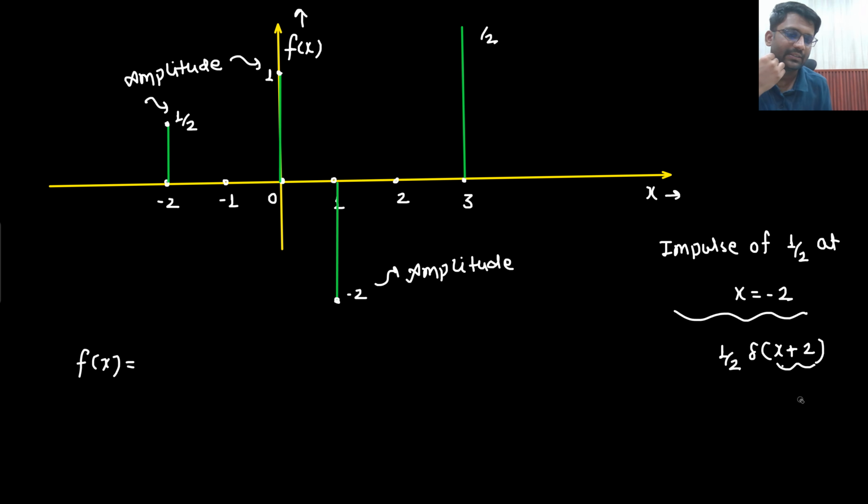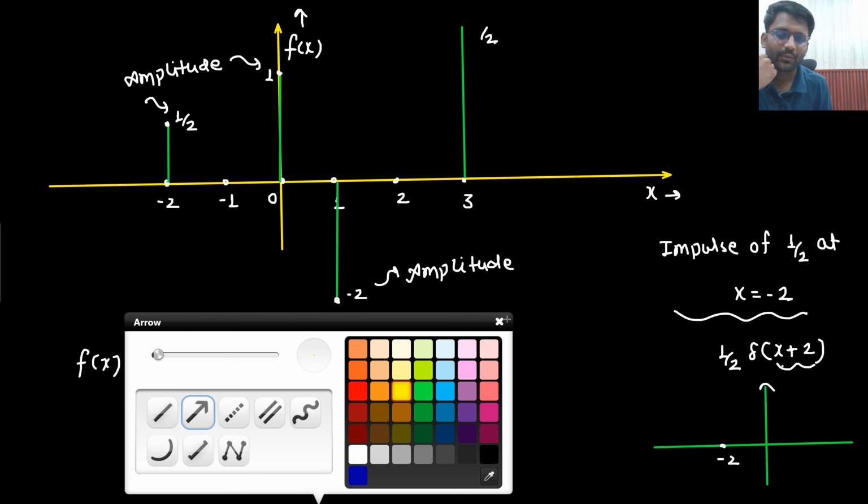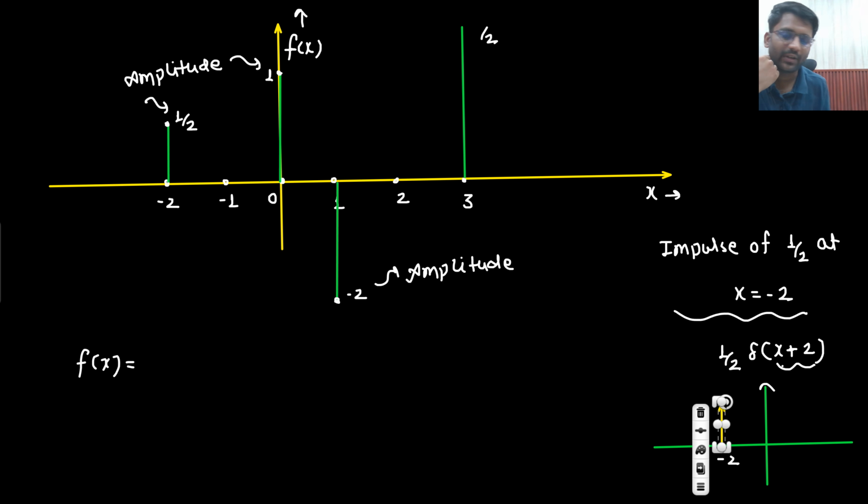If I need to show an impulse, then how will I show it? I will show it in this manner: at x equals to minus 2, I am having an impulse of area 1 by 2. This should be the way. But this is not an impulse, this is the amplitude.